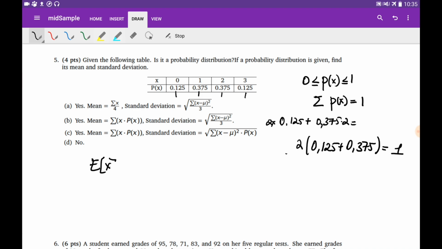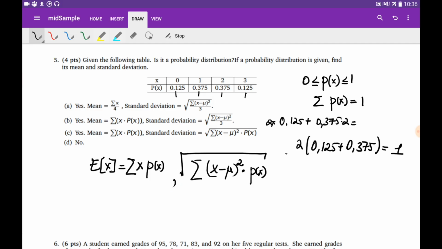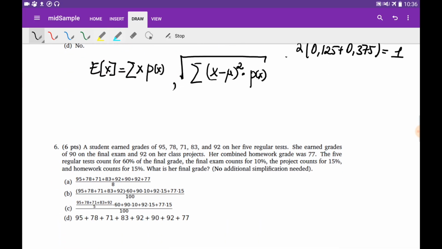We can find the expected value, or the mean, of the random variable by multiplying x by its probability. Then we have to sum this, right? The standard deviation is obtained when we subtract the mean from each value of x and square them, right? Then we multiply this by the probability of the corresponding x, and we sum this. Then the square root gives me the standard deviation. So this is going to be option C.